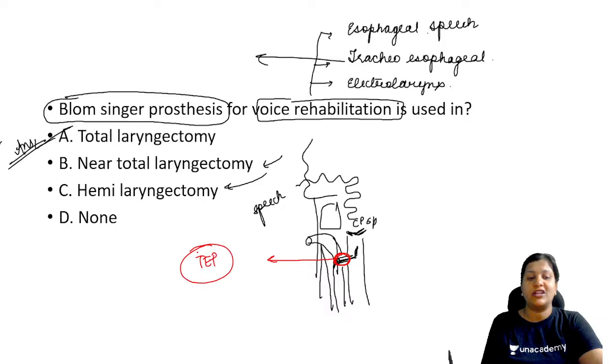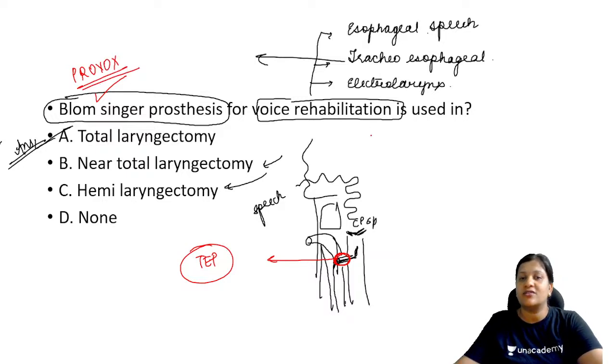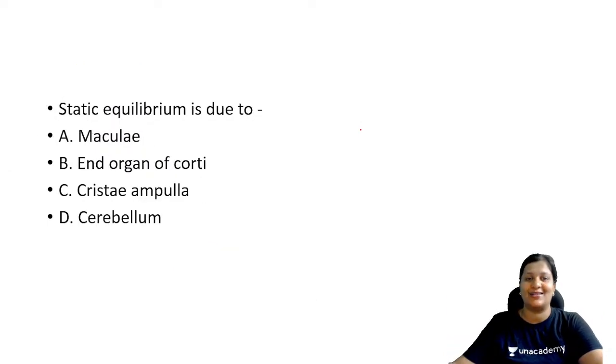This tracheoesophageal prosthesis can be of many types: Bloom-Singer's prosthesis, Provox prosthesis, etc. So if the question is voice rehabilitation, it has to be after total laryngectomy. We do not rehabilitate after near total or hemilaryngectomy because there is no need for doing so. Okay, so I'm sure all of you got it by now. Now let's go to the next question.